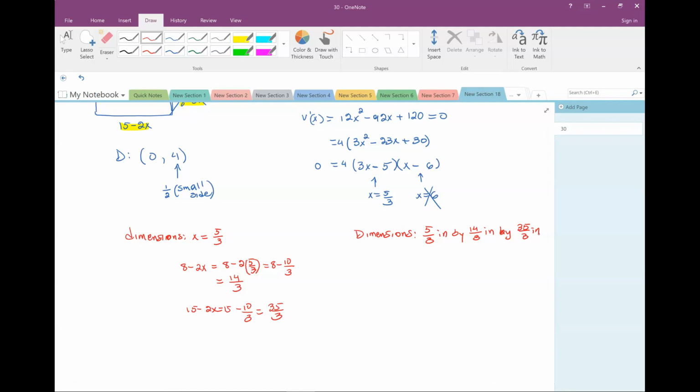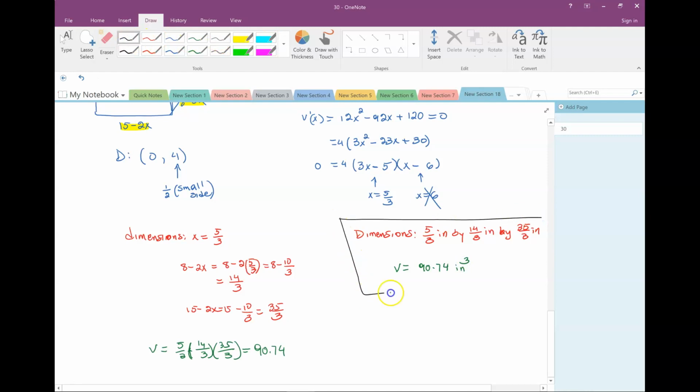So it's asking you for the dimensions and the volume. The volume is just the product of these: 5 over 3, 14 over 3, 35 over 3. So that's apparently 90.74. Okay, so volume is 90.74. What are the units? Inches cubed. So this is what goes in the box.